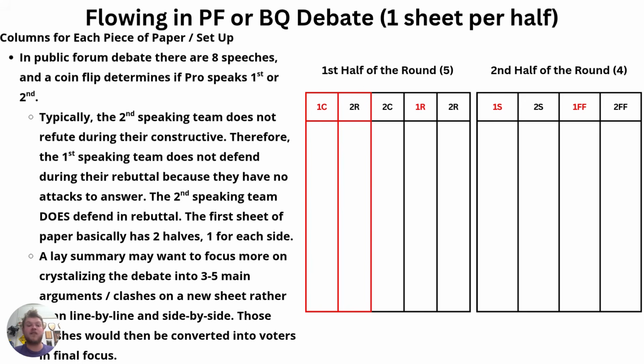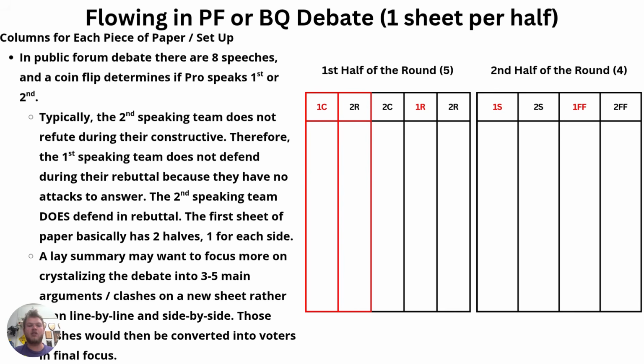So that's why the first half of the debate, even though it only has 4 speeches, would have 5 columns. Because as you can see, the second speaking team's rebuttal has 2 jobs. They have to attack the first speaking team's constructive and attack the attacks of the first speaking team's rebuttal. Whereas every other speech has 1 job. First speaking team constructive, read your case. Second speaking team constructive, read your case. First speaking team rebuttal, just attack.